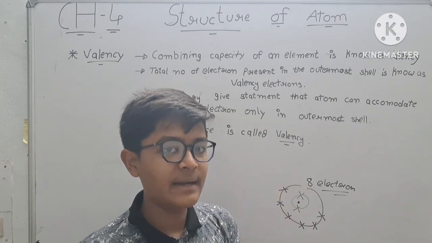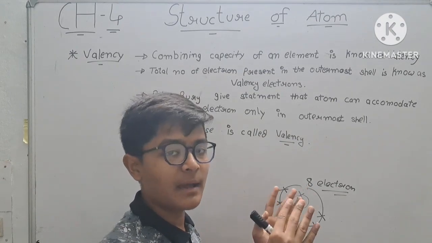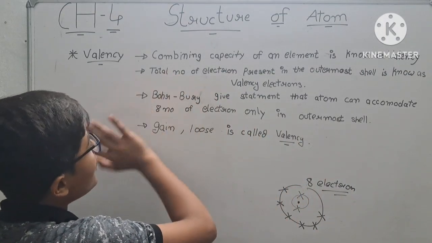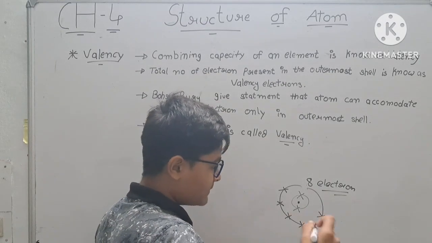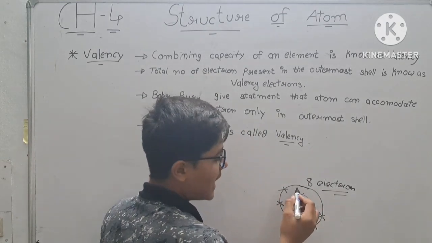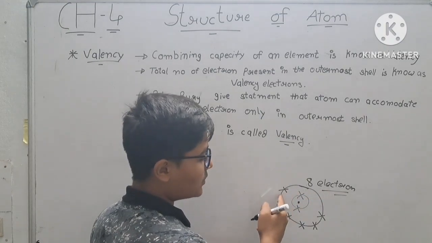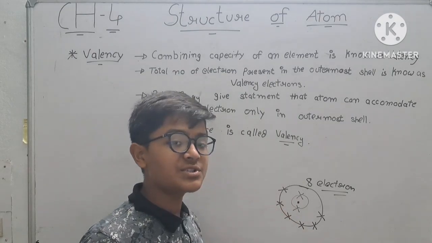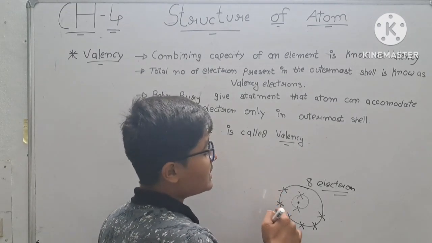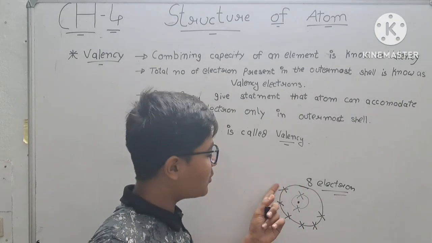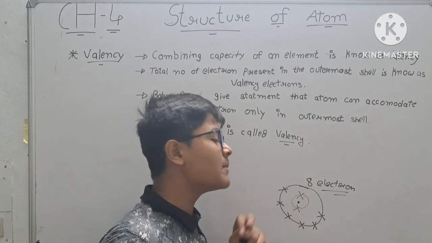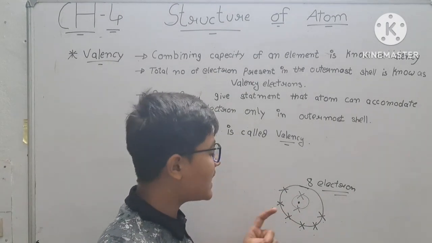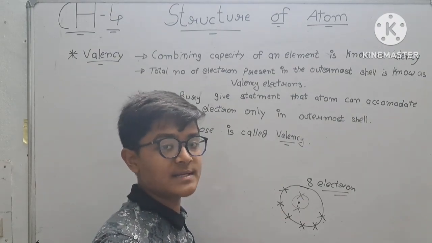The combining capacity of an element is known as valency. Any element that combines with another element, it is known as valency. Let's move further. For example, this is the outermost shell and there are 2 shells, 4 shells. Why am I saying outermost shell? Because the electrons are not totally 8. There are only 6. It needs 2 electrons to complete its shell. So 6 are the outermost electrons. This is the outermost shell and there are 6 electrons present in it.